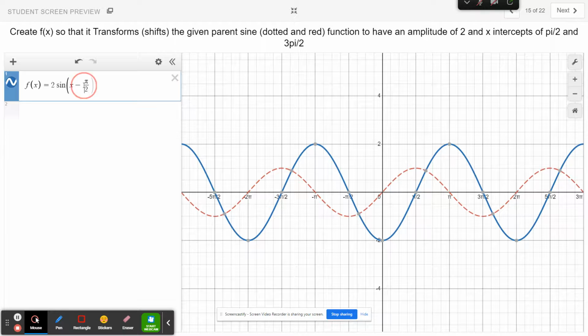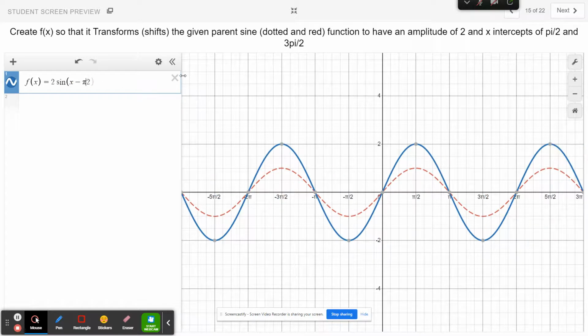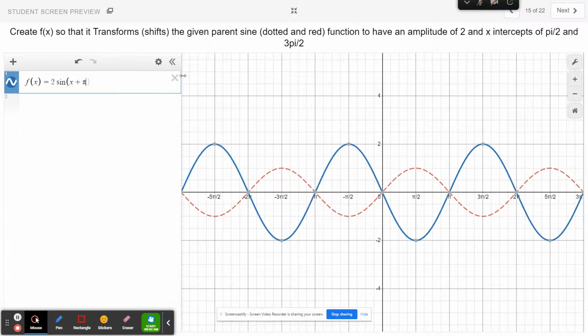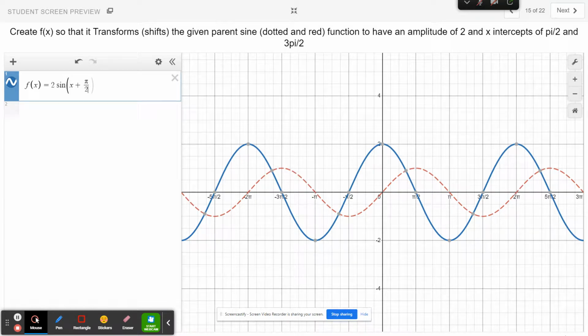Can I do this a different way? Could I do it by shifting it left? So what if I went left pi halves? Would that work? And you can see that it has an x-intercept at pi halves and an x-intercept at 3 pi halves. Okay, so now I just took those points and shifted them to the left. All right, so I could go either way there and it would still be correct.